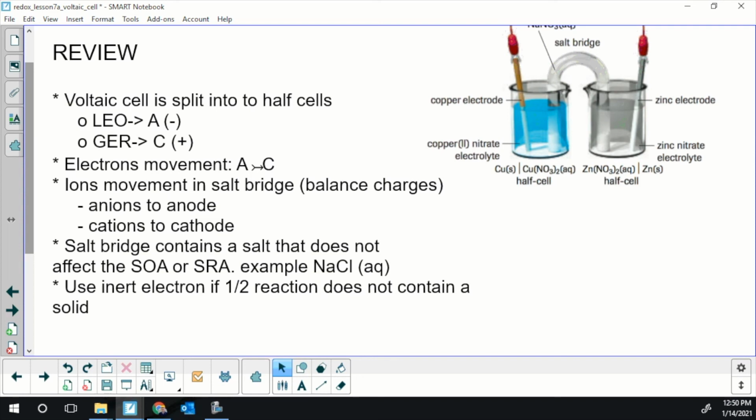Ion movement is A to A, anions to anode, cations to cathode. The salt bridge needs to have a salt, but it can't be the best OA or RA in your reaction. It needs to be spectator ions. So you're seeing a different example here of a good salt choice, sodium chloride. A poor OA paired with a poor RA. Use an inert electrode if a half reaction does not have any solids that can act as a natural electrode.